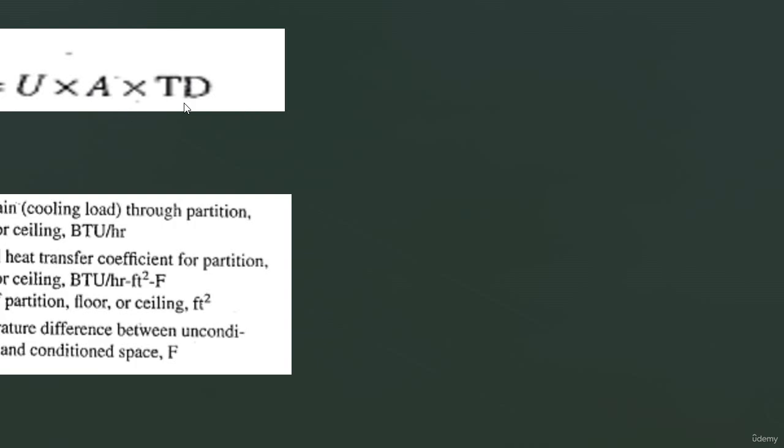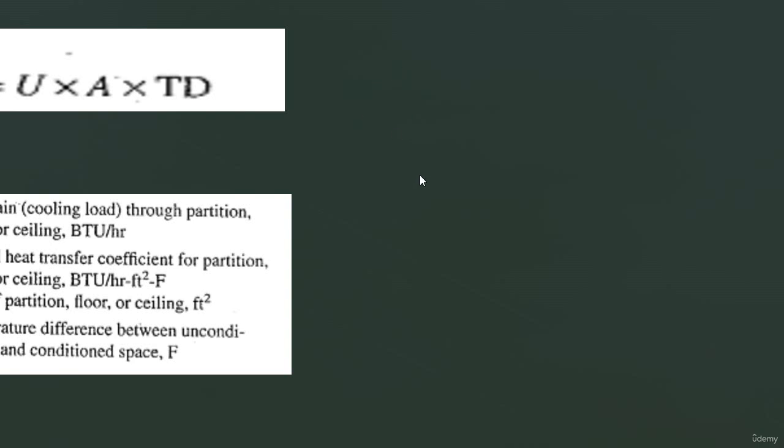So the U is overall heat transfer coefficient for partitions. If we have a partition wall, then we use the value of U depending on the material and thickness of that wall. Similarly, A is the overall area of the partition floor and ceiling wall. Similarly, we have delta T or TD, which is the temperature difference between unconditioned and conditioned space.